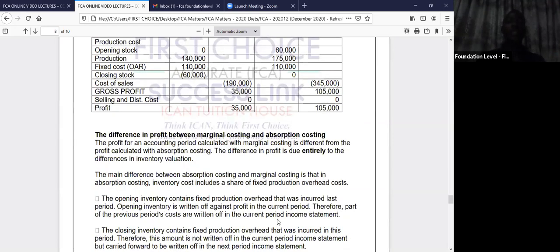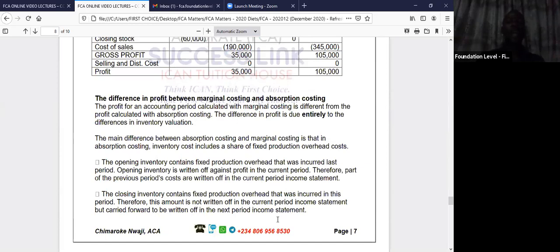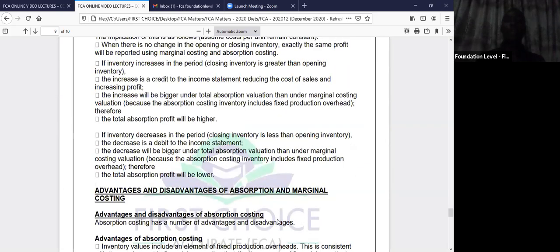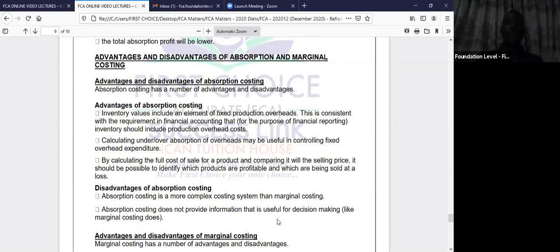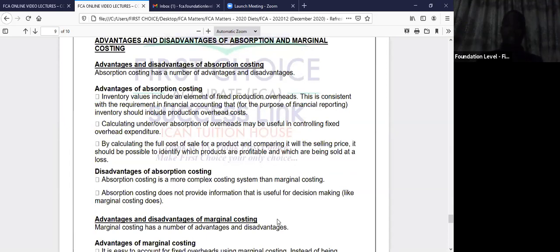Now let's look at the advantages and disadvantages of absorption and marginal costing. Let's look at the advantages of absorption costing. One, inventory values include elements of fixed costs, and this is consistent with what the financial requirements are for financial accounting. There are users of accounting information, so you want to show the true picture by including fixed costs in your costing.